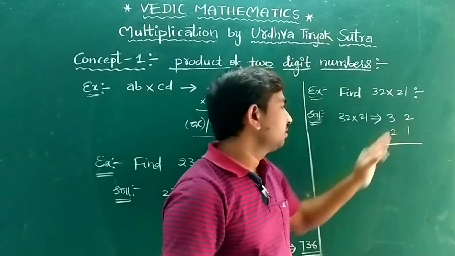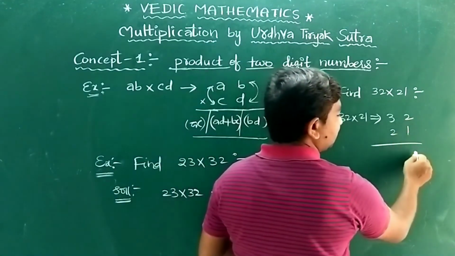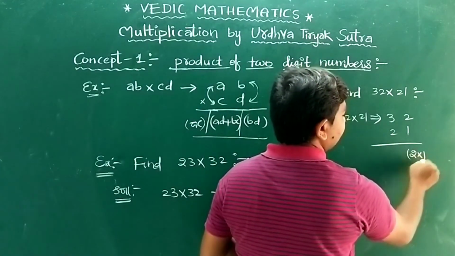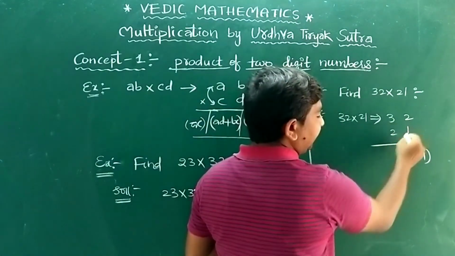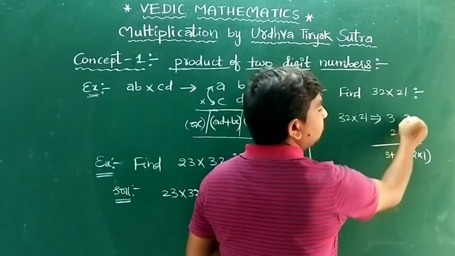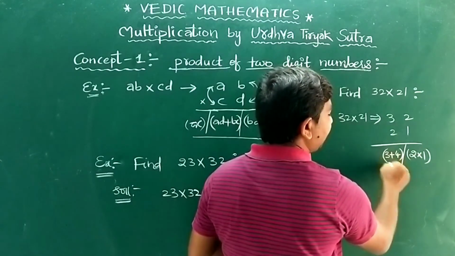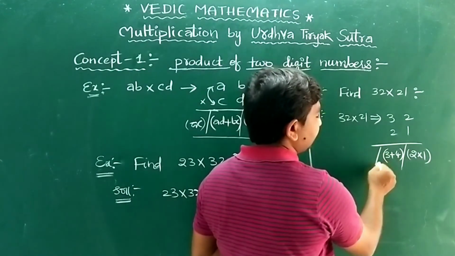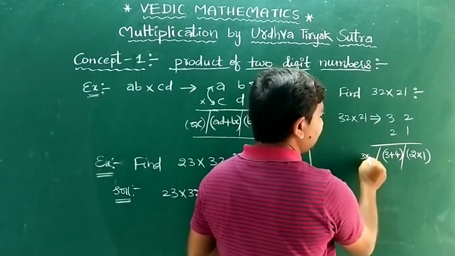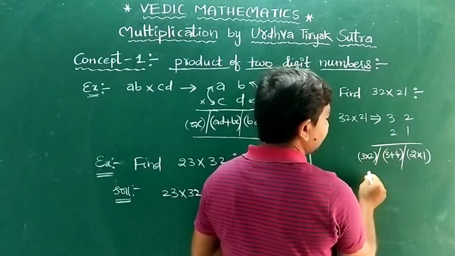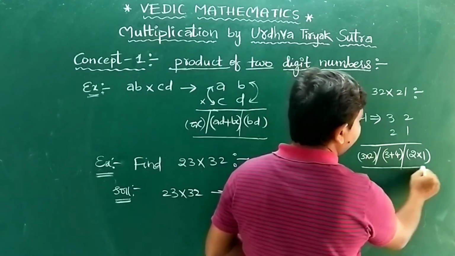the right side values. So 2 ones are 2, 2 into 1. This is the right part of the answer. And 3 ones are 3 plus 2 twos are 4. This is the middle part of the answer. And next, the last multiply: 3 twos are 6, 3 into 2. This is the left part of the answer. So the final answer is what?